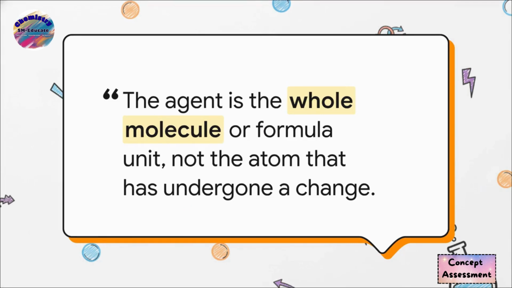And this is a super, super important rule. You've got to remember this one. When we identify our agent, we don't just point to the one atom, like copper. Nope. We have to name the entire compound it was a part of. So for our answer, we're looking for either CuO or H2, not just Cu or H. Let's keep that in mind.